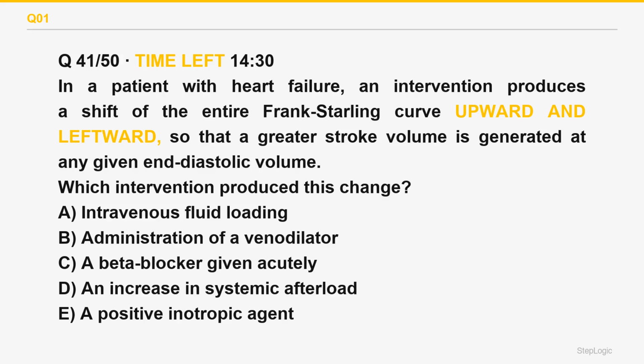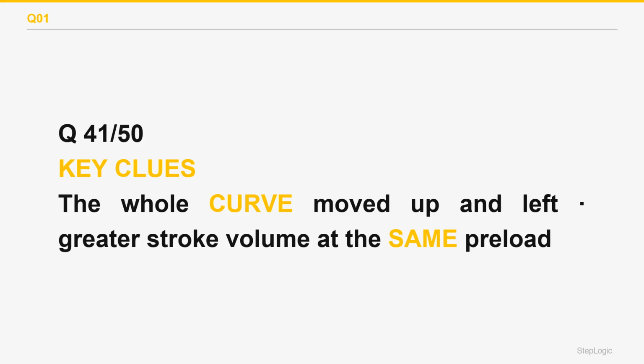Which intervention produced this change? In a patient with heart failure, an intervention produces a shift of the entire Frank-Starling curve, upward and leftward, so that a greater stroke volume is generated at any given end-diastolic volume. Read the command. Which intervention produced the shift? The distinction between moving along a curve and moving the curve itself is what this question is built on. Preload changes move the heart along its existing curve. Giving fluid increases end-diastolic volume, and therefore stroke volume, but the relationship between the two is unchanged, so the curve itself does not move.